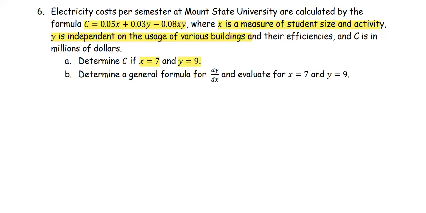And next, determine a general formula for dy by dx, which is the rate of change of the y with respect to x. Y is dependent on the usage. X is the measure of the student size and activity. And evaluate for x equals 7 and y equals 9.